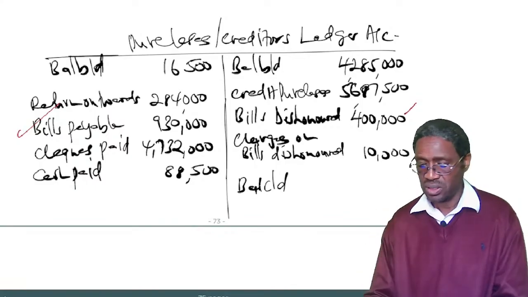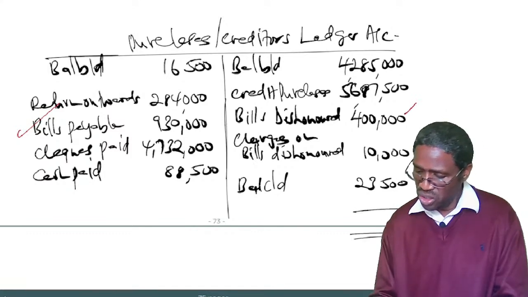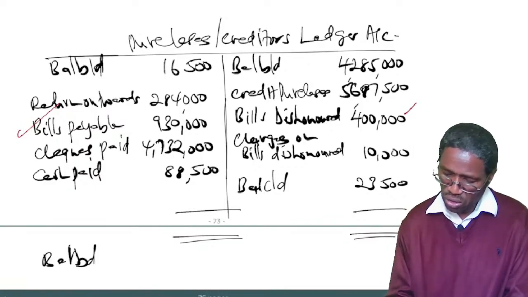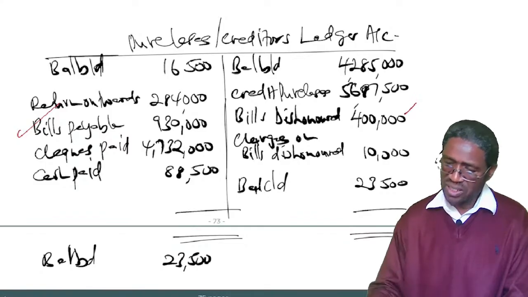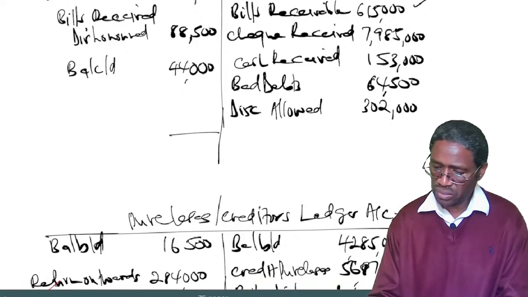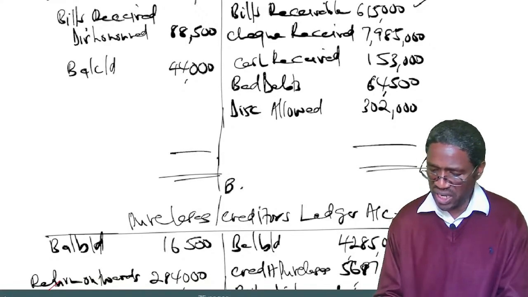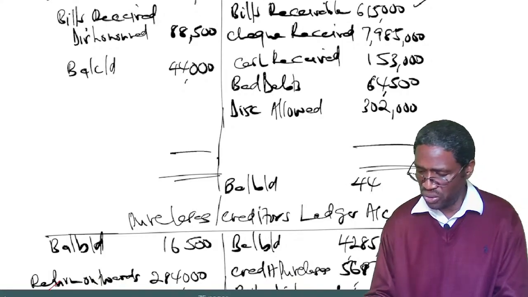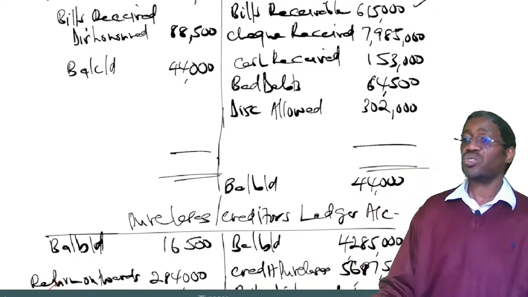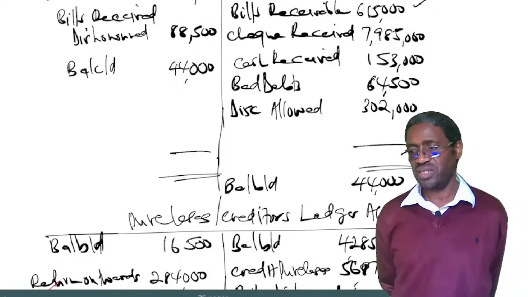I hope you are following. That is 23,500. So when this account is closed, that will now be a balance debit here of 23,500. Then when you close this other one, it will be a credit like we have been told. It will be a credit balance on the credit side, balance brought down of 44,000. So what this question was not able to give us was the other closing balance, which means you must determine it on your own.